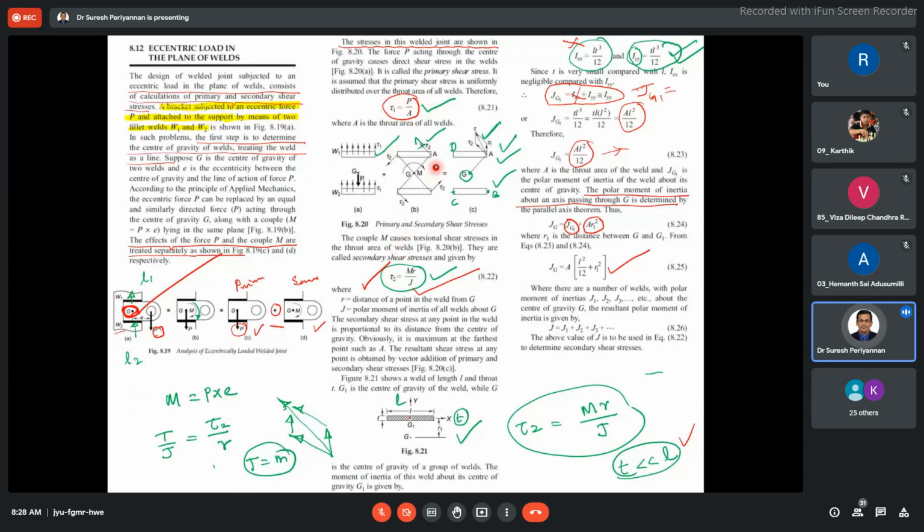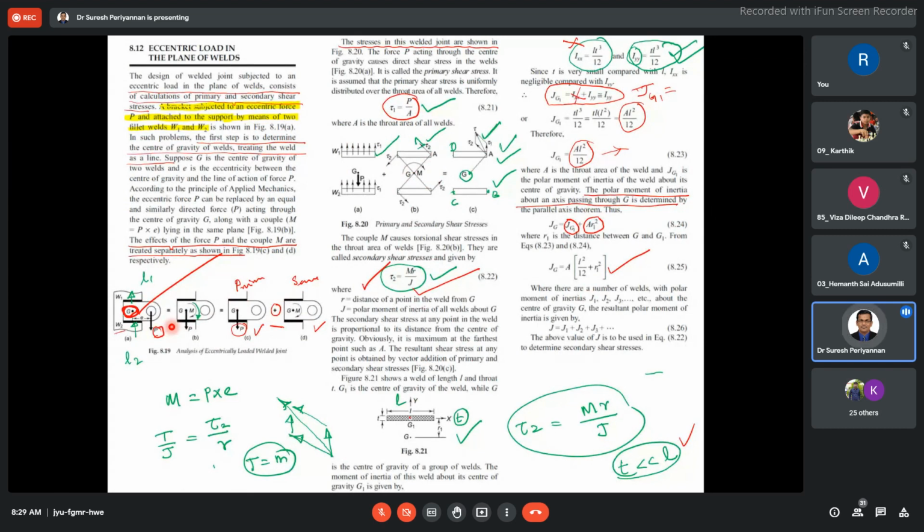The weld is also subjected to torque, here load into E, that is P into E. Due to that, shear is subjected, which is called secondary shear stress. From these two shears, we are going to find the resultant shear. Now, the very critical and important parameter here is to find the moment of inertia.